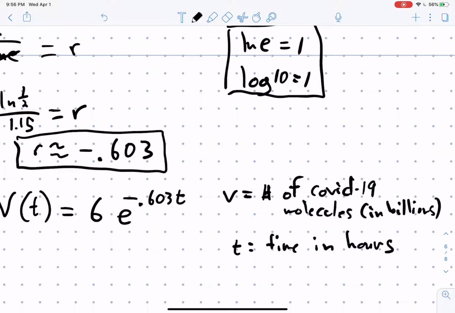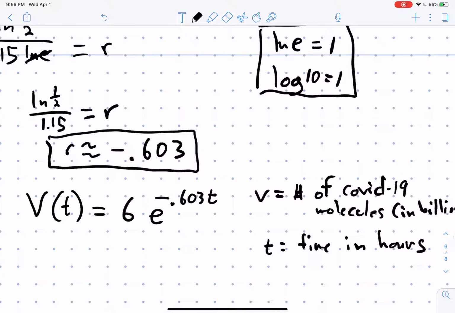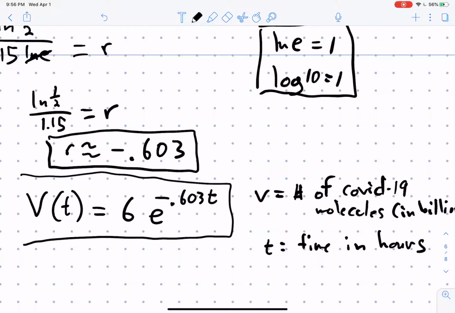How did the time get to be in hours? Well, we were first given that half-life of 1.15 hours. And what's nice is that this formula will allow us to predict, if we imagine this scenario, someone is on the street, they cough, and they introduce 6 billion coronavirus molecules into the air. As time passes, that number is going to drop off. Those virus molecules are not going to survive. And this tells you what the population is going to be, how many will be left at any given time in the future.